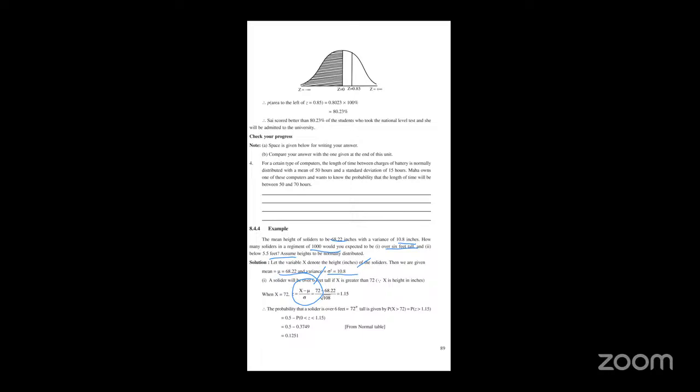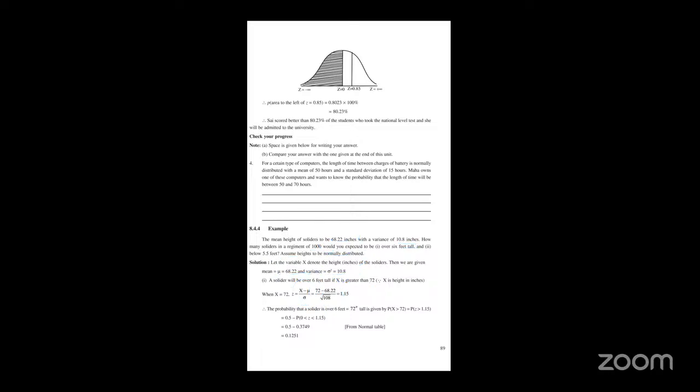And for the mu value we'll substitute 68.22, and the standard deviation is root over 10.8. After calculating this, we'll get 1.15.